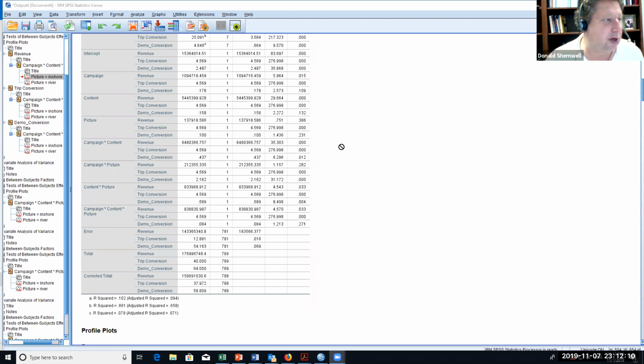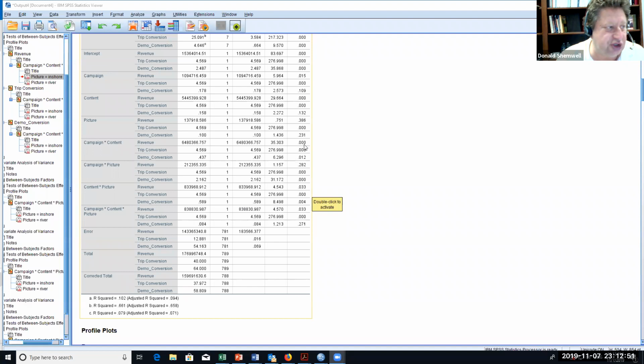So in this particular case, almost all of our two-way interactions are significant. The only one that's not significant is campaign times picture for revenue. Even a couple of three-way interactions are significant, but we're not going to worry about three-way interactions. We're just going to look at the two-way interactions. If we're talking about revenue being the dependent variable, campaign times content is significant. Campaign times picture is not significant. And content times picture is marginally significant.